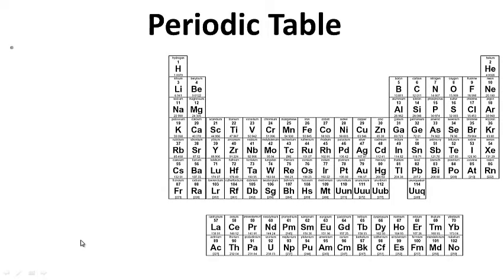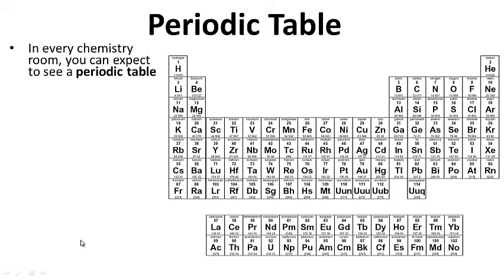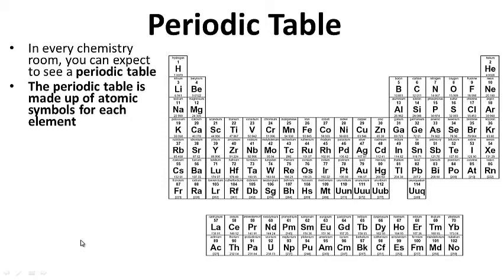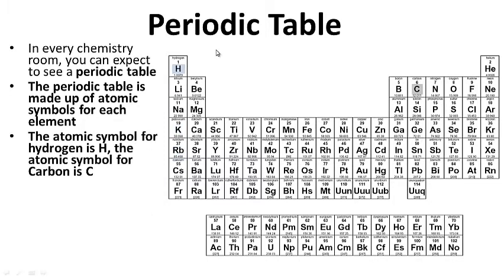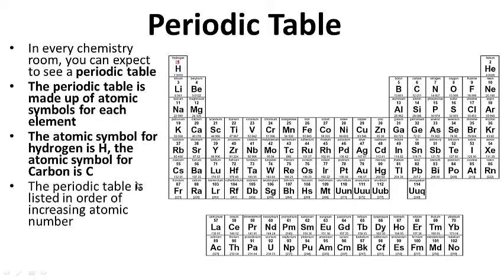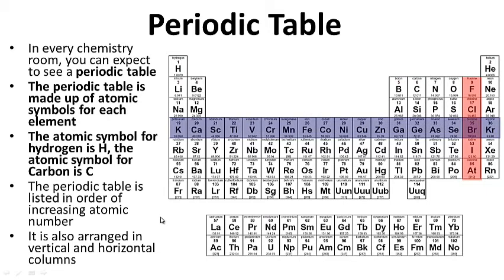Okay, so the periodic table. In every chemistry room, you can expect to see a periodic table. The periodic table is made up of atomic symbols for each element. For example, hydrogen here, the symbol is H to represent the element hydrogen. The element carbon is represented by a symbol C. It's also listed in an order of increasing atomic number: 1 for hydrogen, 2 for helium, 3 for lithium, 4 for beryllium, 5 for boron, 6 for carbon, and so on. It is also arranged in vertical and horizontal columns.